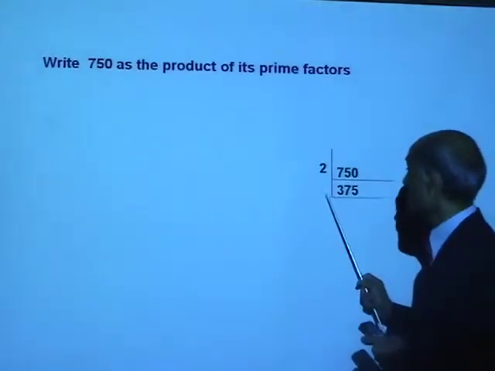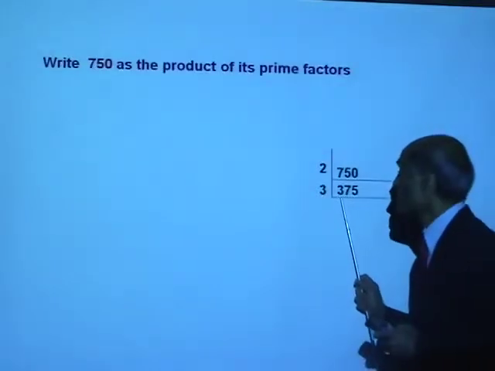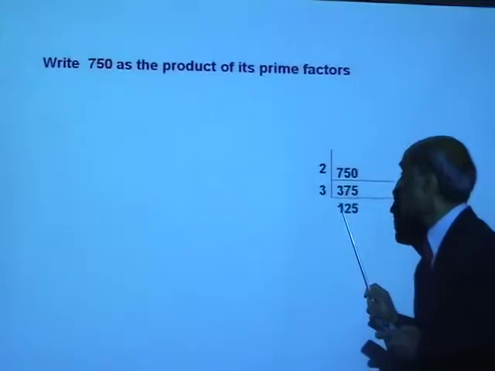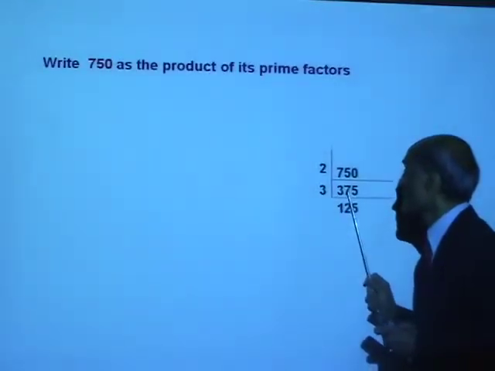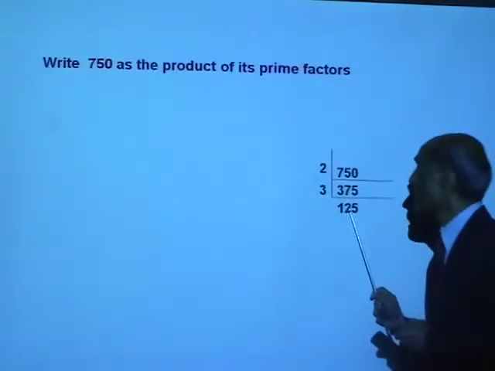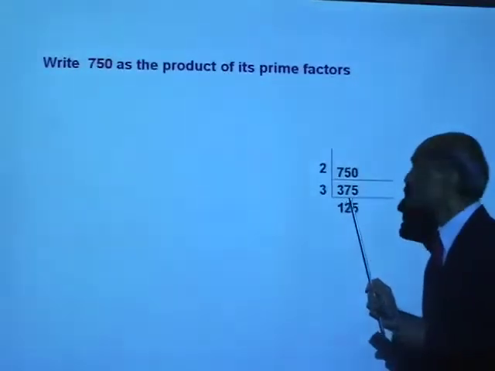Alright, let's divide it by 3. Now, watch me do that again. This 3 goes in this 3 once. So that will be the 1 there. Then 3 goes in 7 2 times. 2 times 3 is 6. Take away that 6 from 7.